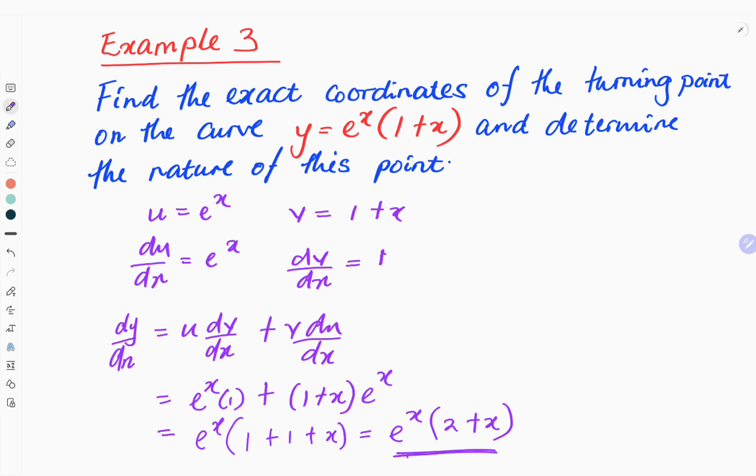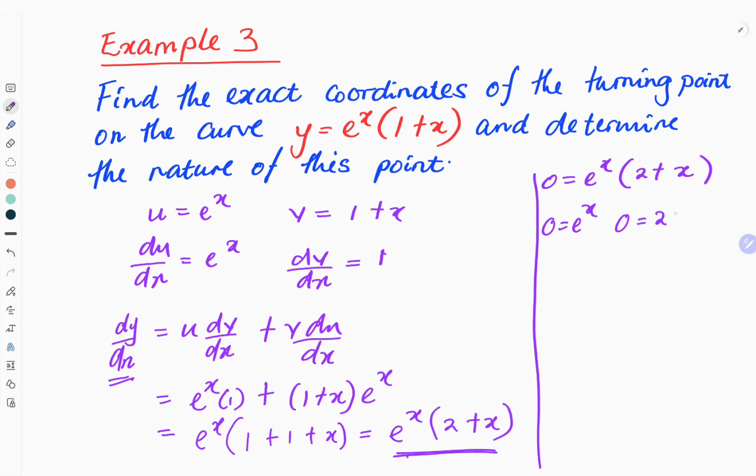But remember what we want to determine, we want to determine the turning point. So remember, at the turning point, the first derivative is equal to 0. So then we say 0 is equal to e to the power of x bracket 2 plus x. So 0 is equal to e to the power of x, or 0 is equal to 2 plus x. And remember now, e to the power of x equal to 0 is undefined because there is no number that you can raise to the power x that gives you a 0. So therefore, your x would be equal to negative 2.